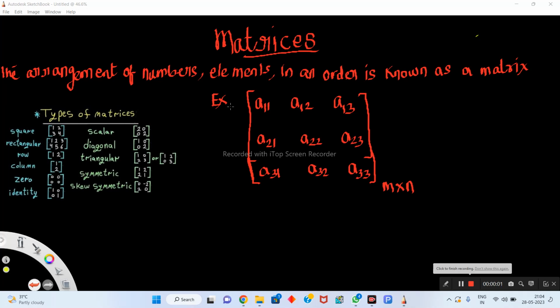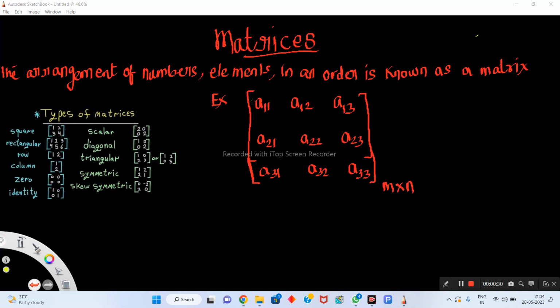Chalo, let's start. We'll start with a new chapter which is known as matrices. First of all, we need to understand what is a matrix. हम मैट्रिक्स किसको बोलते हैं? अगर उसको समझ गए, टाइप्स ऑफ मैट्रिक्स अगर समझ गए, then we'll start with next topics, sum and difference of matrix. Matrix, the arrangement of numbers elements in any order is known as a matrix.